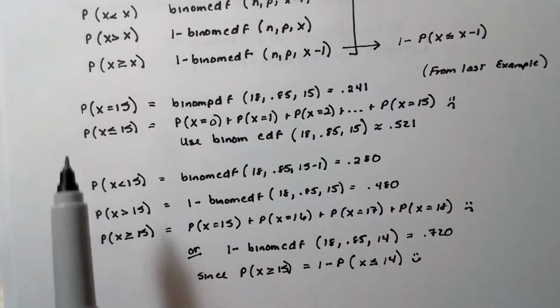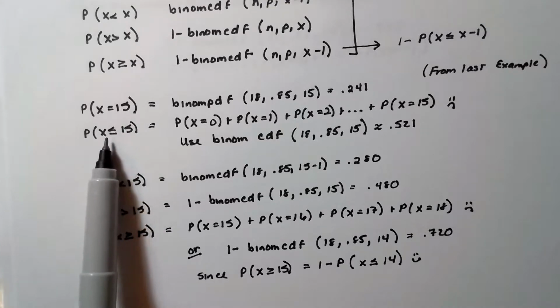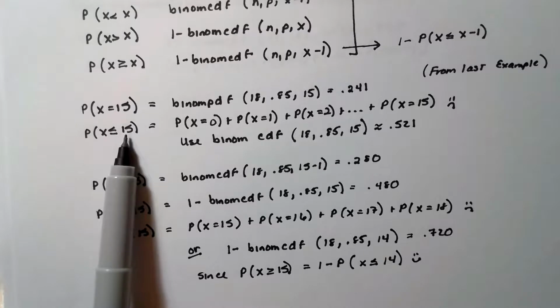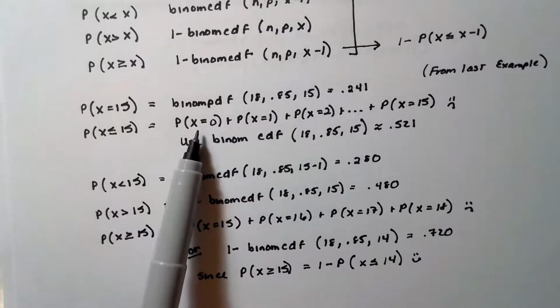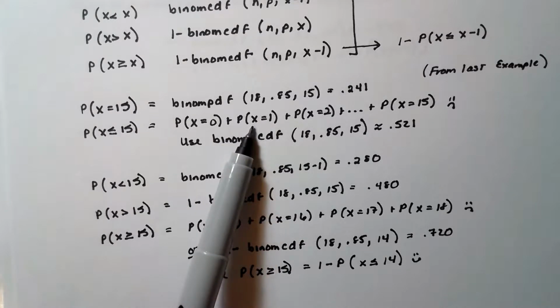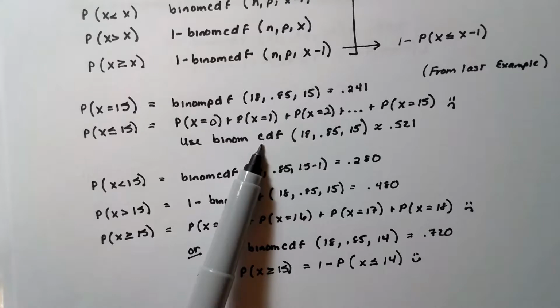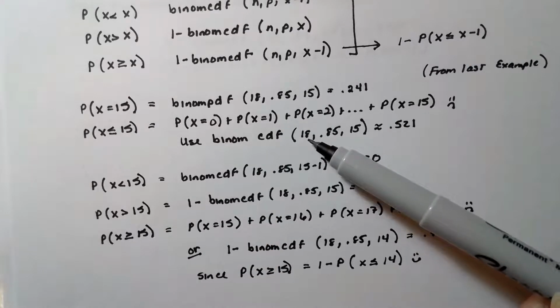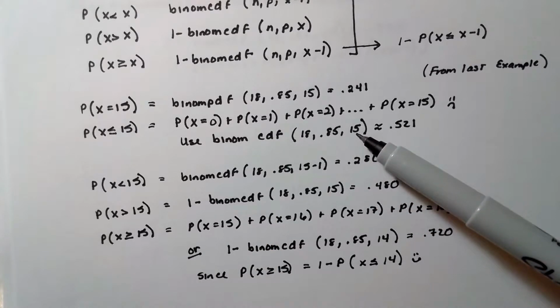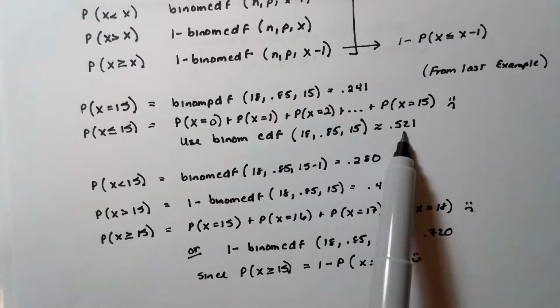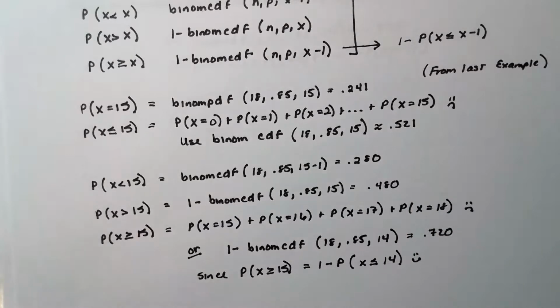Okay? If I want to find the probability that the random variable took on at most 15, well, then I'd have to compute P of X equals 0 plus P of X equals 1 all the way up to 15, and I don't want to do that. So rather than that, we're going to use the binomial CDF, and what that's going to do is add all that stuff without you having to do it. It's going to compute it all and sum it all together, and you'd get 0.521.